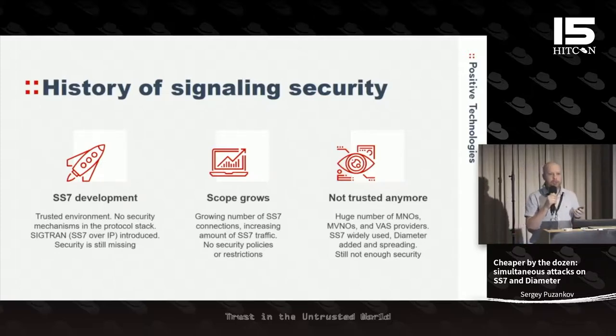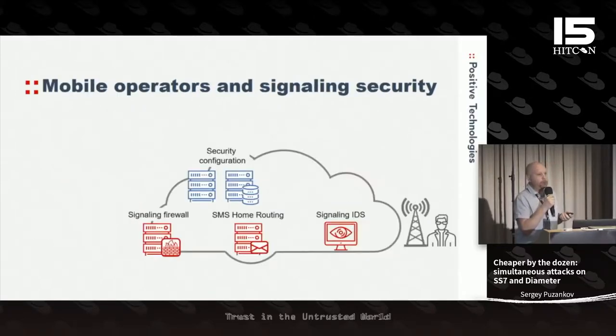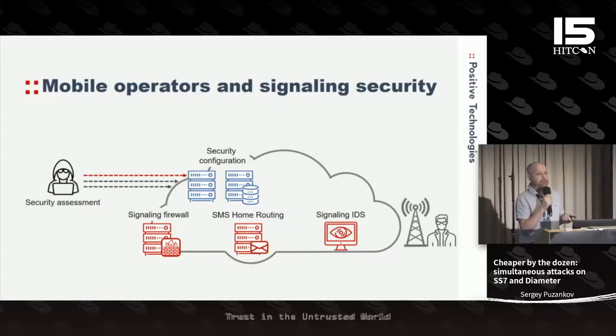They are mobile operators, mobile virtual operators, value added service providers, and so on. The Diameter protocol could not solve this problem. Diameter brings the same problem, the same threats to telecom security. So the trust era is over, and now we have this problem. Fortunately, mobile operators are aware of this security problem. They do a lot to protect their networks. They install signaling firewalls. They install SMS home routing solutions, introduce signaling intrusion detection systems. They configure equipment for better security, and they perform external security assessments from the other side, from external connections.